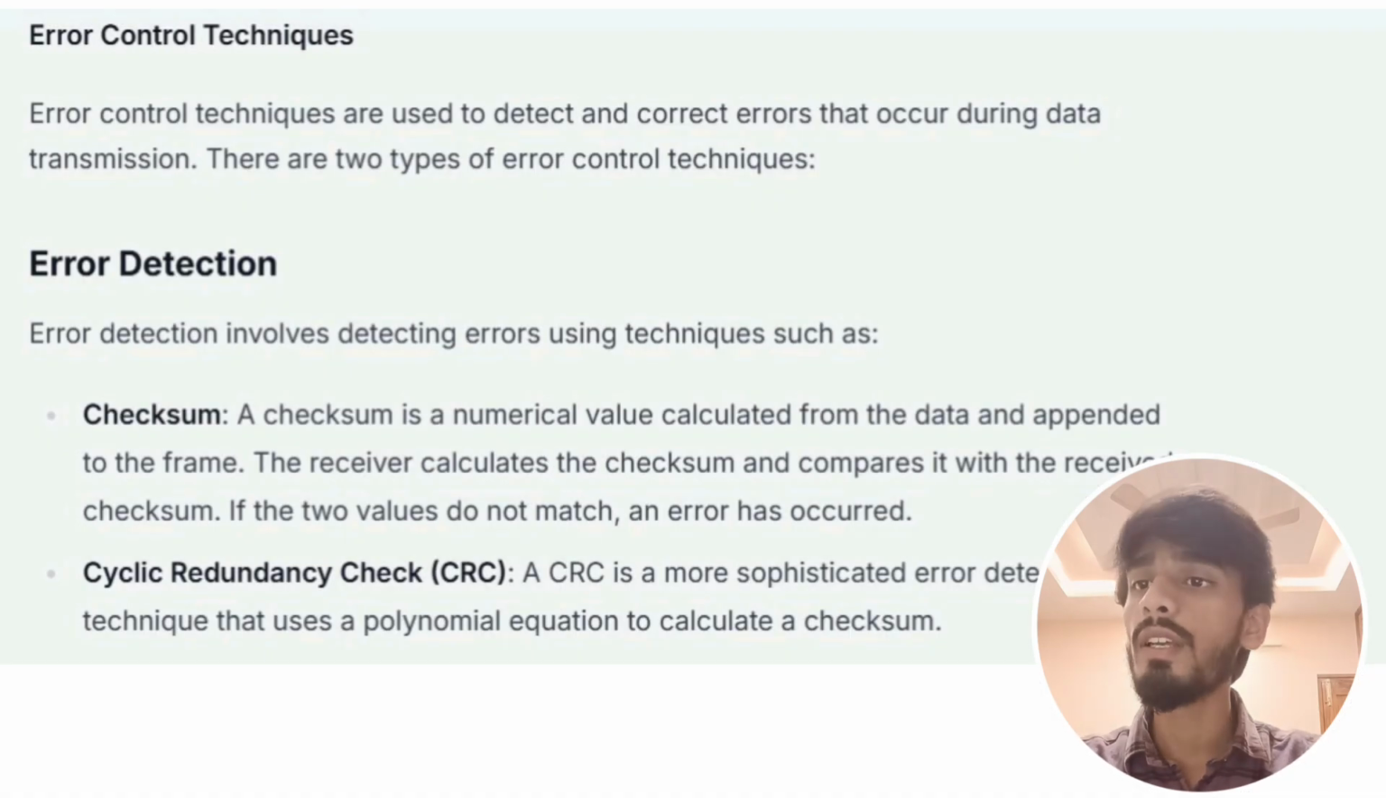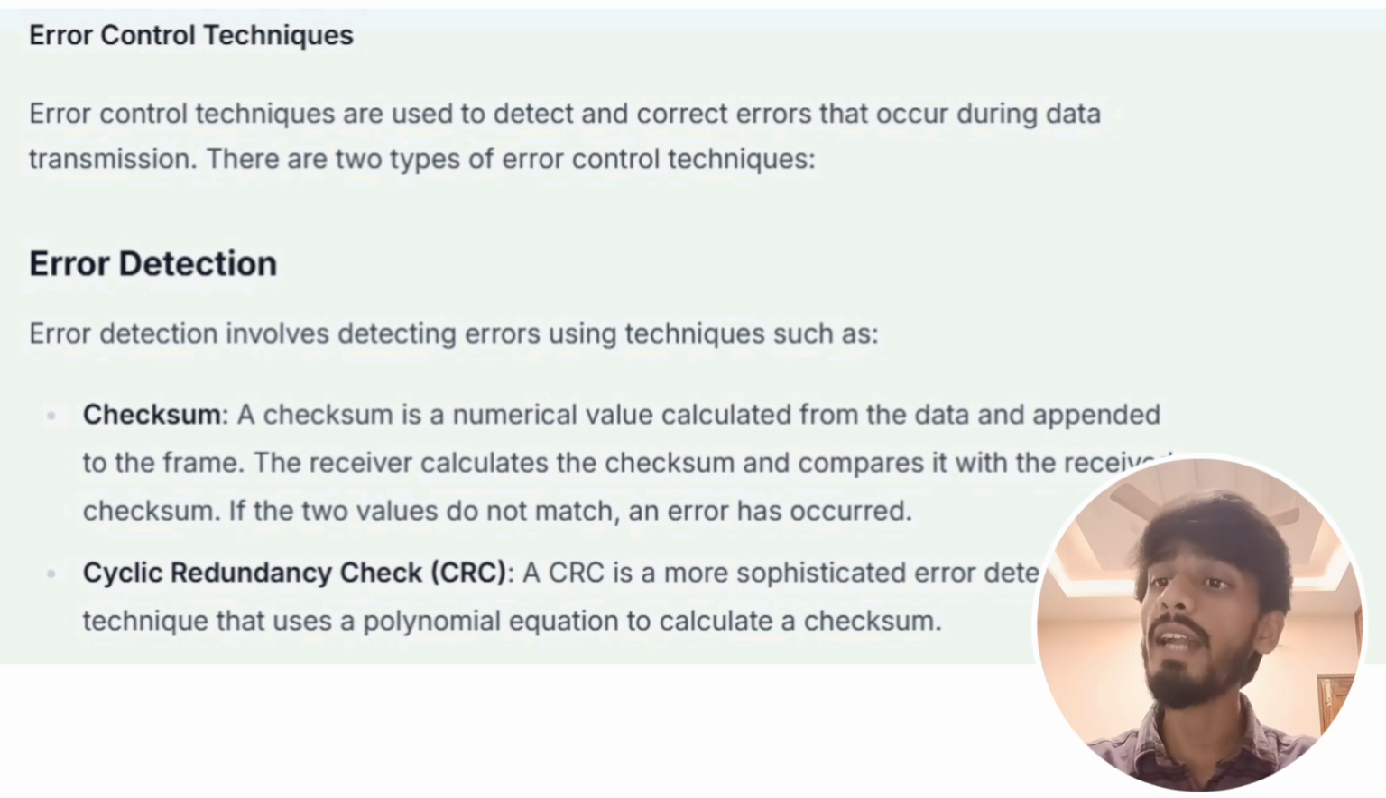Next, let us see some error control techniques. Error control techniques are used to detect and correct errors that occur during data transmission. There are two types of error control techniques: error detection and error correction. Error detection involves detecting errors using techniques such as checksum and cyclic redundancy check (CRC).